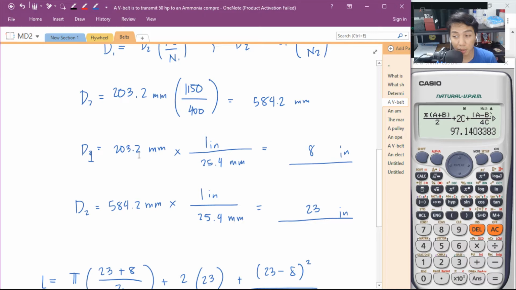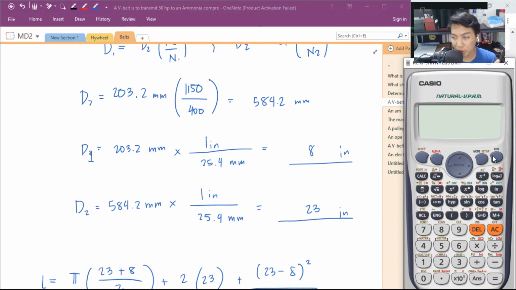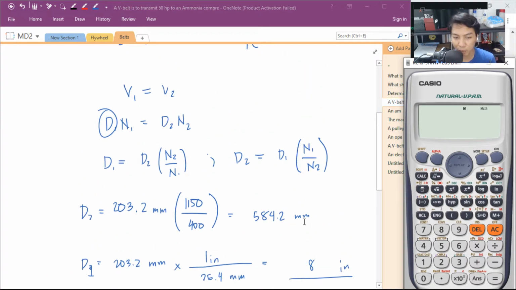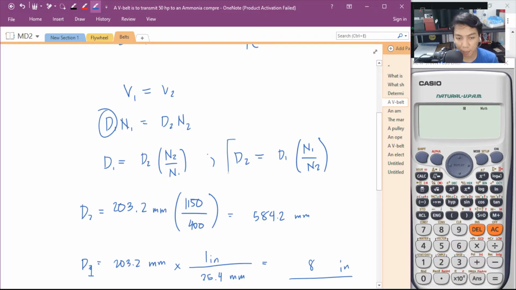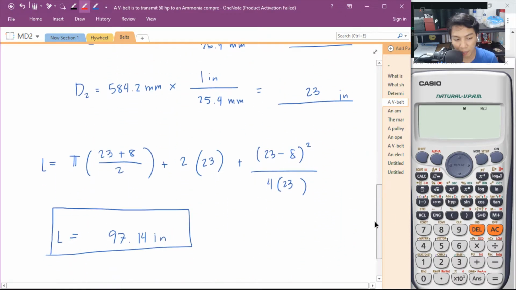Pero tignan nyo, may tuturo ko sa inyo. Kung dire-diretso, okay? Dire-diretso ang computation natin. Di ba may nabuo tayo equation dito? This is the first equation. Hanapin natin si D2. Okay? We let D2 as, anong variable ang gusto mo? X. Yung hahanapin natin is Y. And length nito. You let this as A. You let this as B. You let this as C.